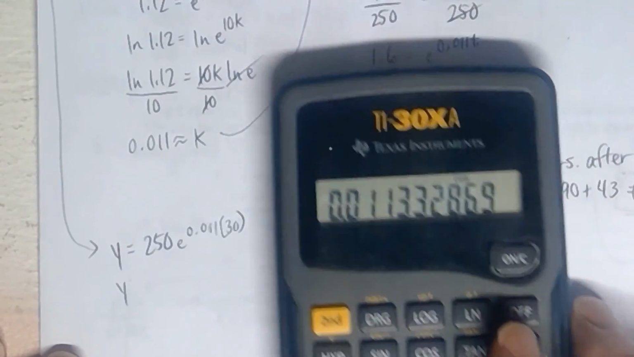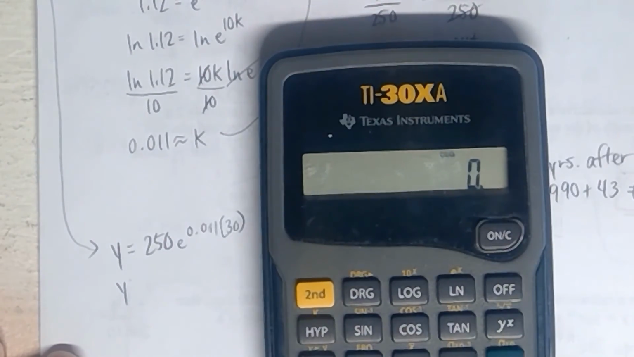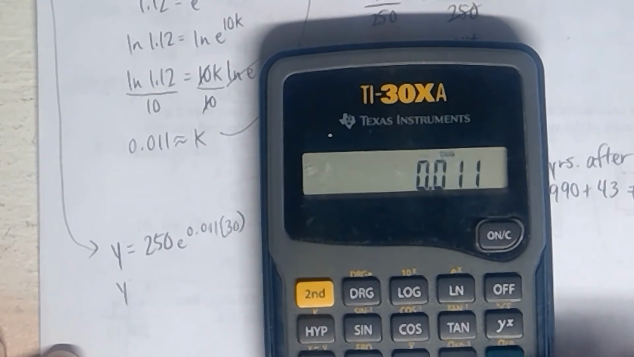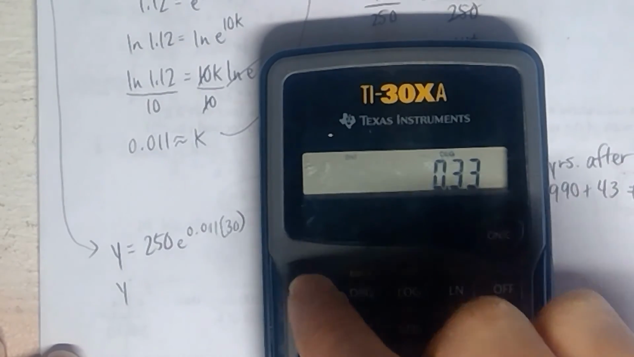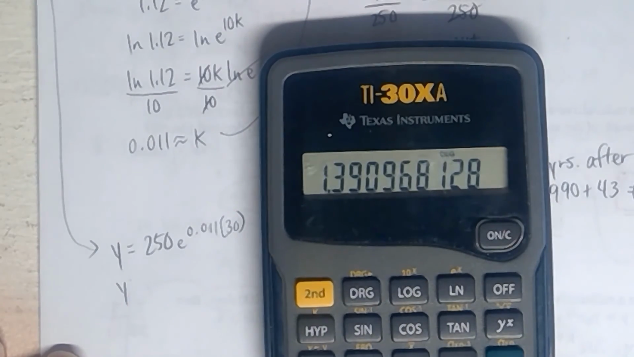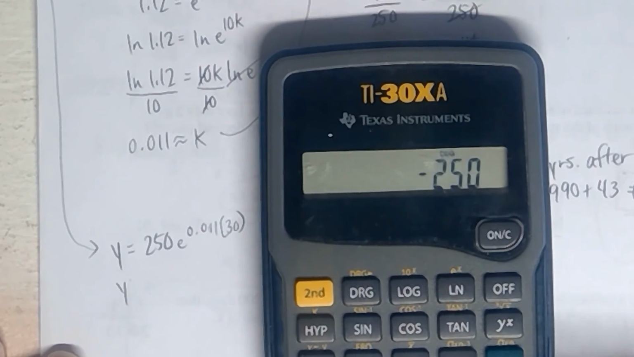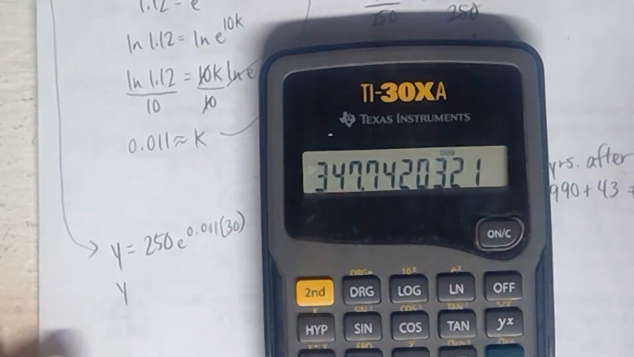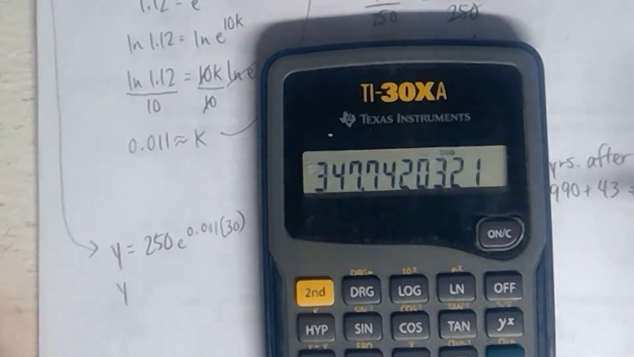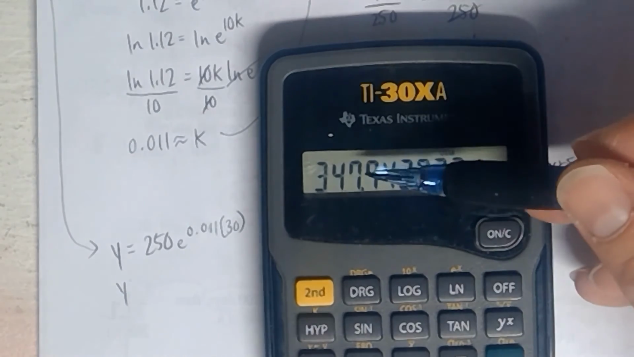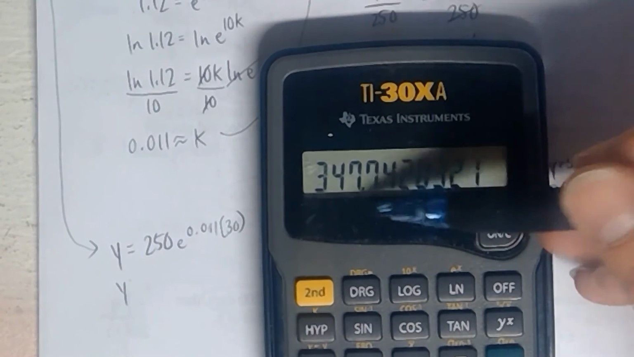What do we do? We do the exponent first, right? There's your exponent. We take e to that power, and then we multiply by 250, and we get this right here. It says round to the nearest million people. Since the Y is already in millions, that means the nearest whole number again.